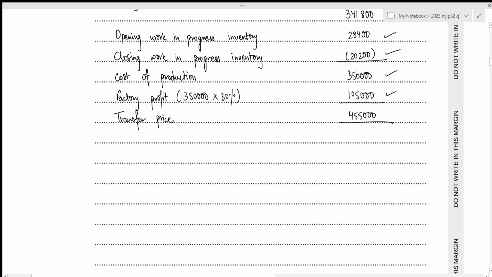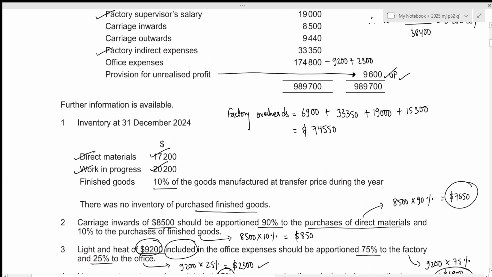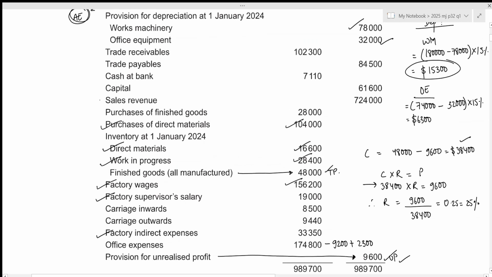Let's move towards the second one. We now need to prepare the statement of profit or loss. So statement of profit or loss. This is for the year ended 31st December 2024. Okay, for the statement of profit or loss, we always start with our revenue. Let's take a look above. The sales revenue is given right here. That is 724,000.